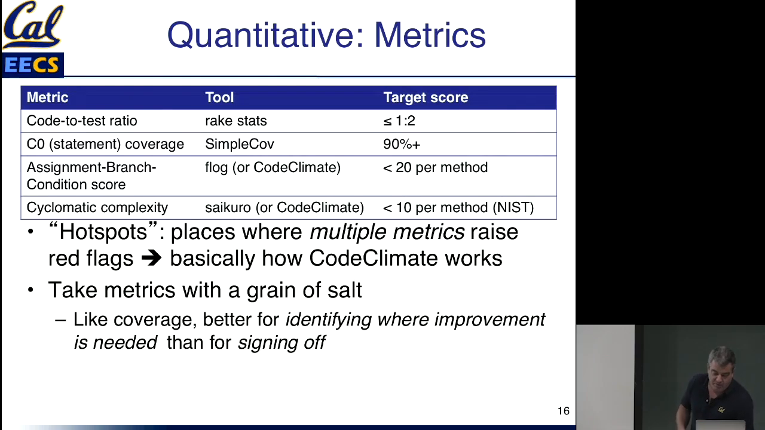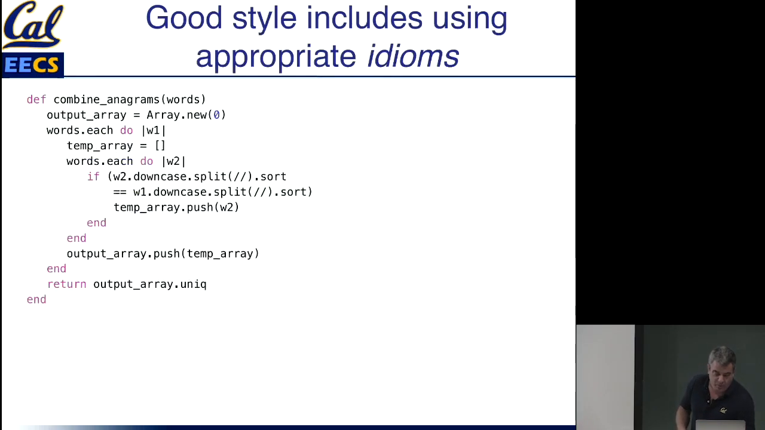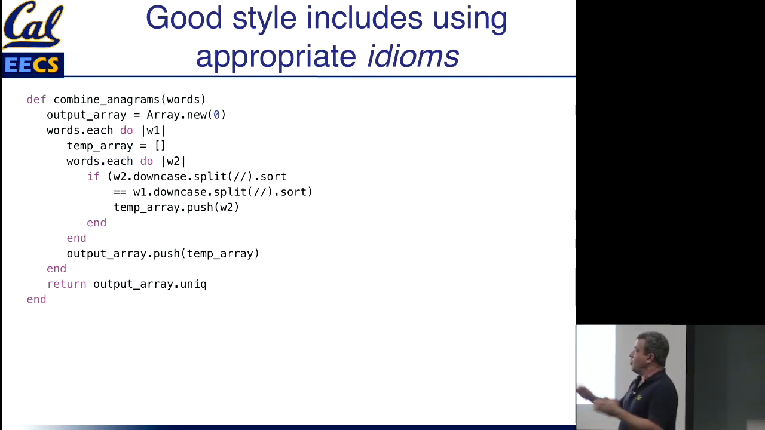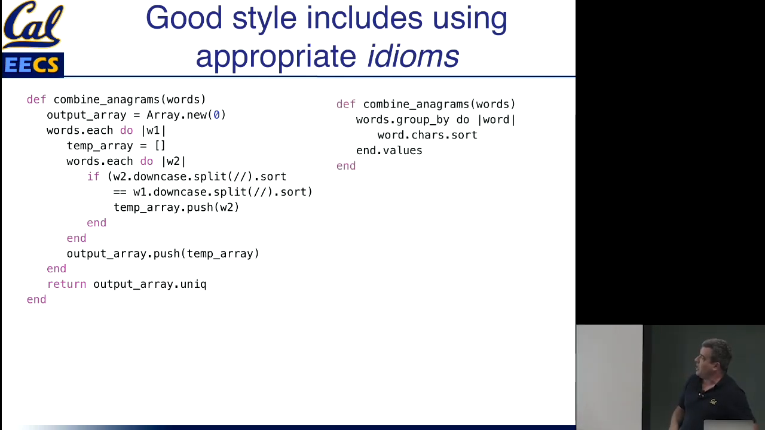As an example of applying these to some real code, here's kind of a convoluted function that someone wrote as a solution to a homework assignment at one point. The idea is that you have a bag, a list of words, and you want to find all the words that are anagrams of each other. But with a little care, you can whittle the function down to that, and it does the same thing.